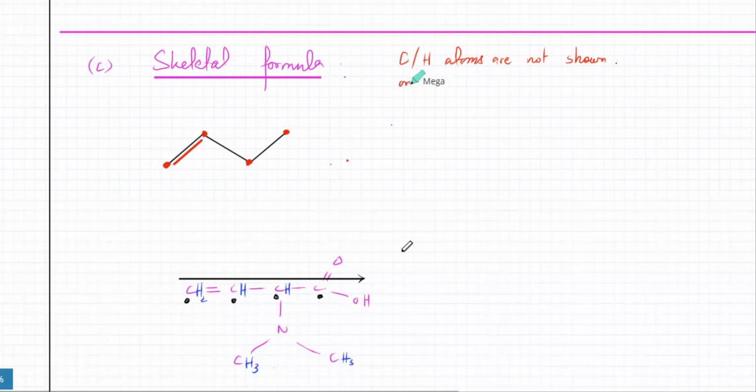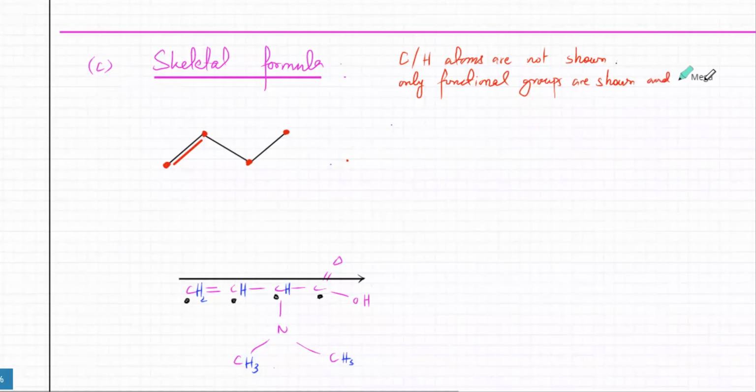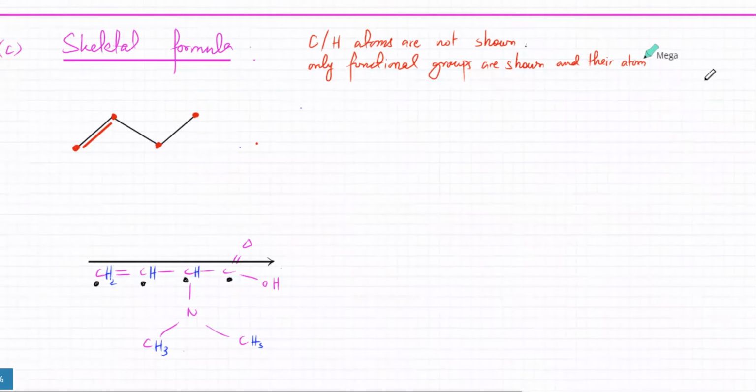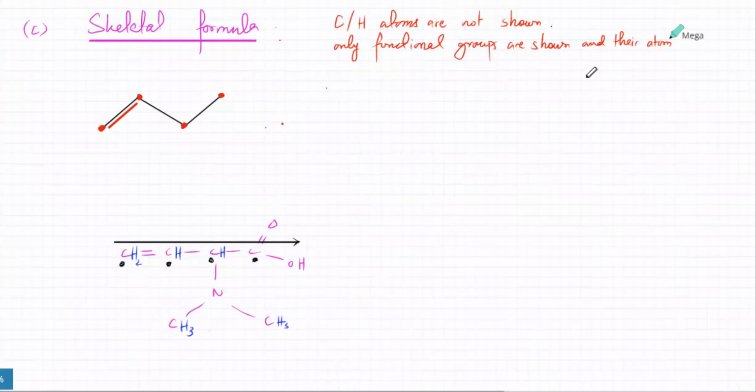And only functional groups are shown. So carbon and hydrogen atoms are not shown, those that belong to the carbon chain. Only functional groups are shown and their atoms. Like if there's a hydrogen atom in the functional group, hopefully everyone knows what a functional group is. We'll do functional groups later, but any functional group or atoms belonging to that functional group are going to be shown.